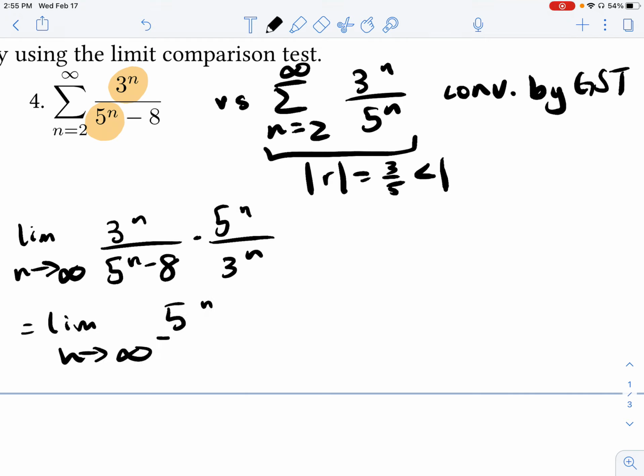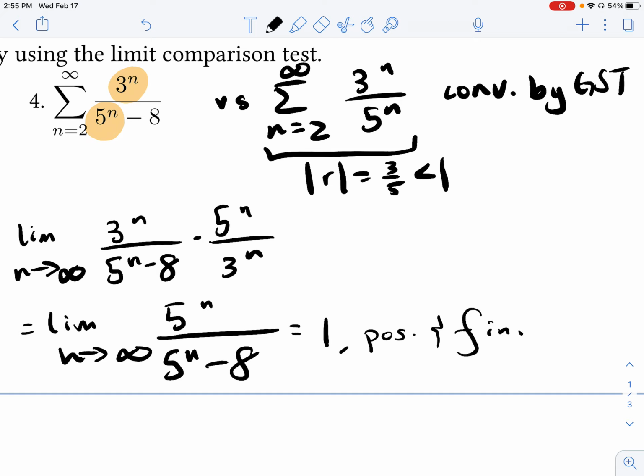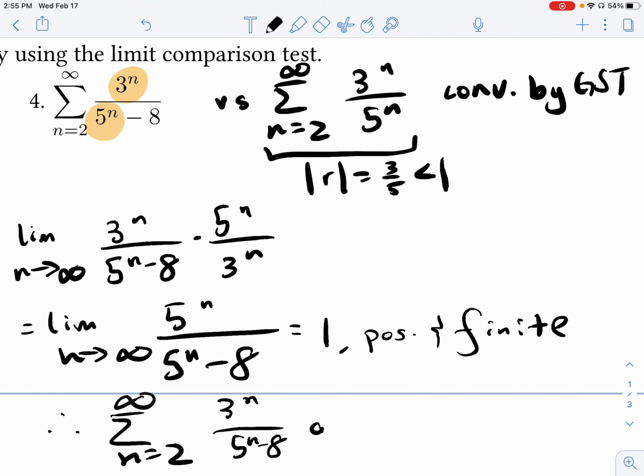5 to the n over 5 to the n minus 8. Well, again, that's equal to 1, which is positive and finite. There's my justification. Therefore, my series, 3 to the n over 5 to the n minus 8, also is going to do the same thing that my helper series does, because that ratio is equal to a positive finite value. It converges by the limit comparison test.